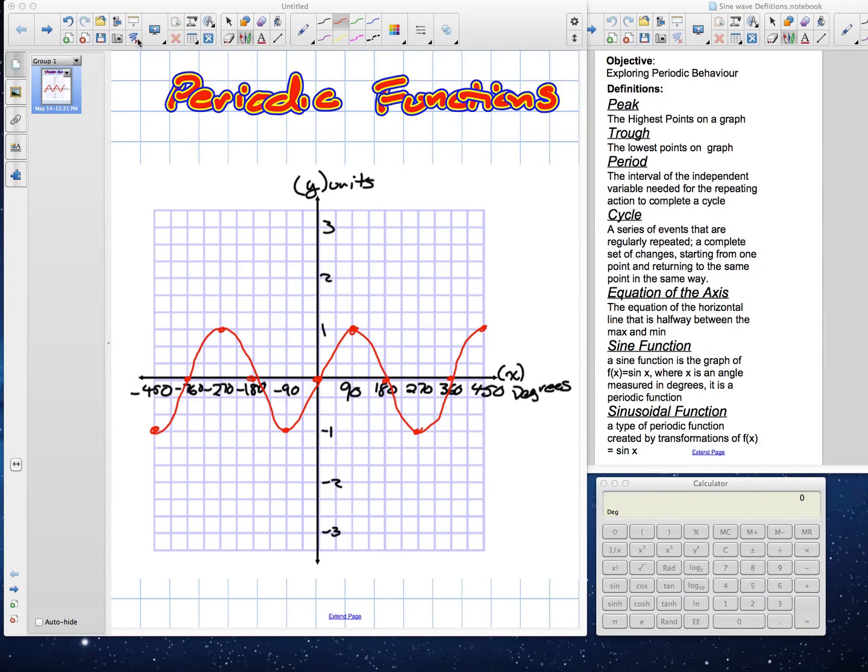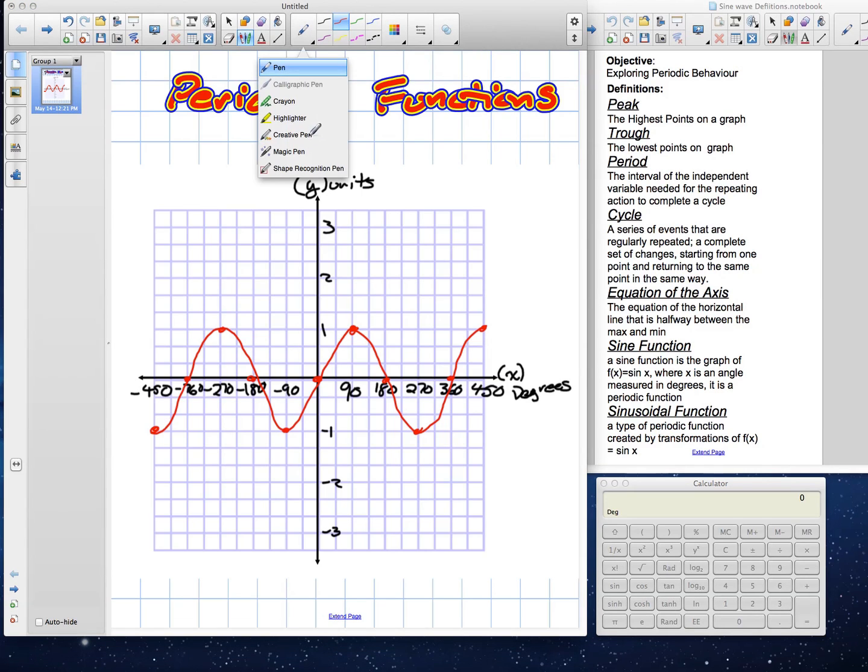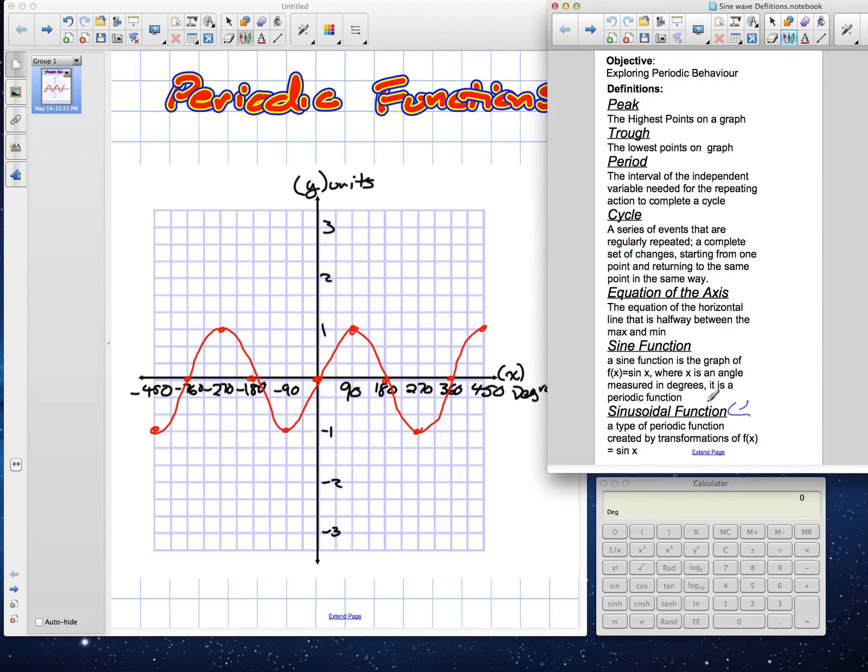Okay, we're going to start with periodic functions today. We're going to actually go over all of the definitions for them. So this part's really important in order to really move on to sinusoidal functions, which is kind of our last definition here. Okay? So our objective today is we're just going to explore periodic behavior.